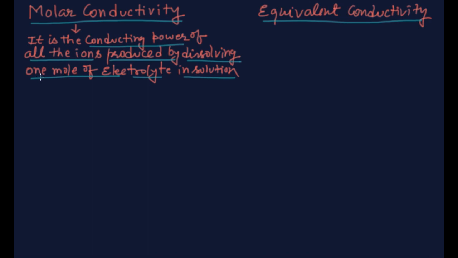Molar conductivity is denoted by lambda m. And what is the relation of molar conductivity and specific conductance, which I explained to you in the last class as conductivity? Conductivity is also known as specific conductance. So the topic now is that relation, which is very important from the examination point of view. This will come in the exam.